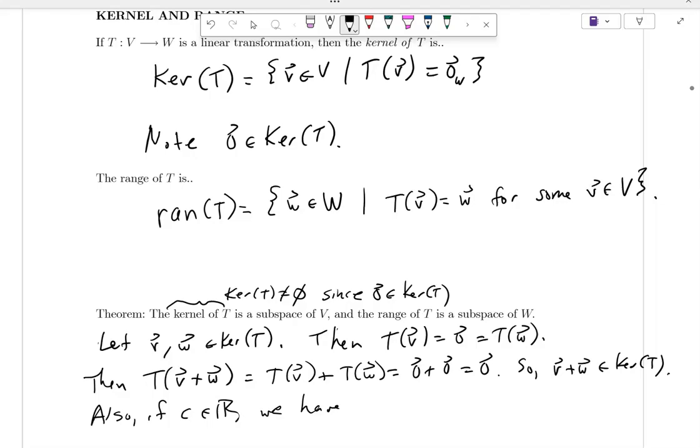We also need to show that it's closed under scalar multiplication. That means we need to apply the transformation to a scalar times one of the vectors, right? So for the second part, apply the transformation to the constant times the vector. What can we do with the constant? Bring it out front. The transformation applied to v is equal to 0. And anything times the 0 vector is 0. So the scalar multiple is back in there again. So we showed that it was a subspace.